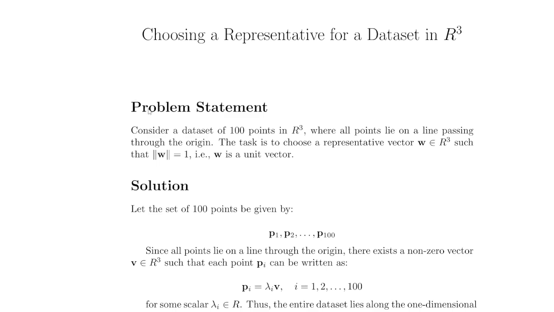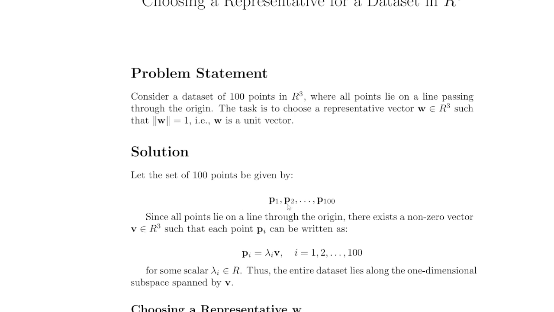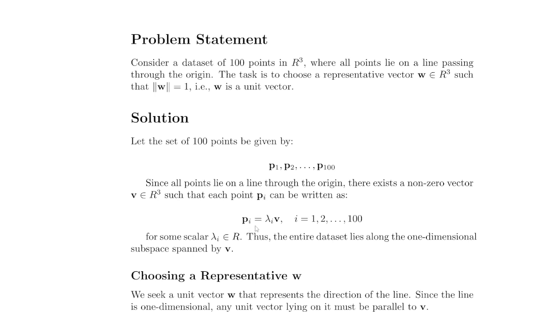The goal is to choose a unit vector W that best represents this data set, meaning the length of W should be 1. This means that all the points, P1, P2, all the way up to P100, are essentially scalar multiples of some vector V. So that's what we have here. Since the points lie on a line, we can describe each point Pi as P sub i equals lambda sub i times V, where lambda sub i is a scalar value.